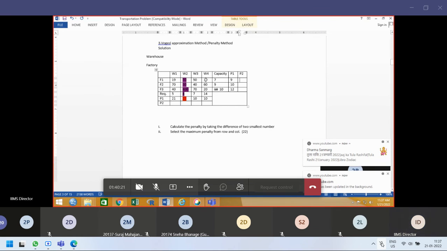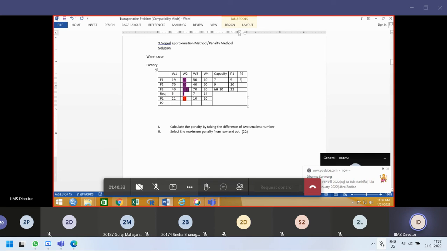First column: the first smallest is 10, the second smallest is 19. The difference is 9. Next: the first smallest is 40, the second smallest is 60. The difference is 20. Here, the first smallest is 20, the second smallest is 40. The difference is 20.